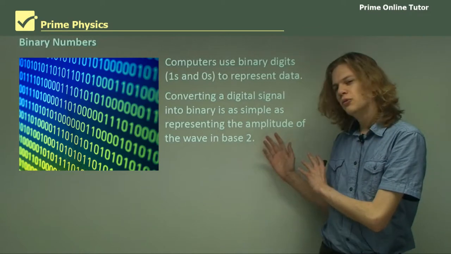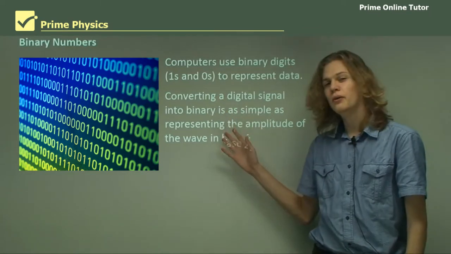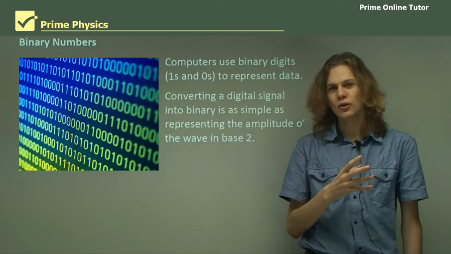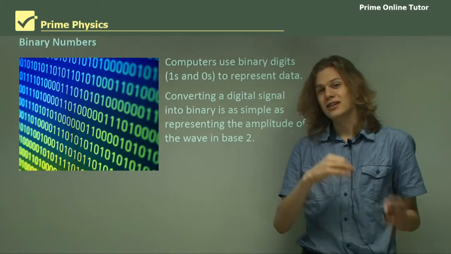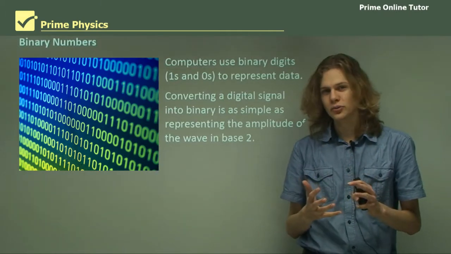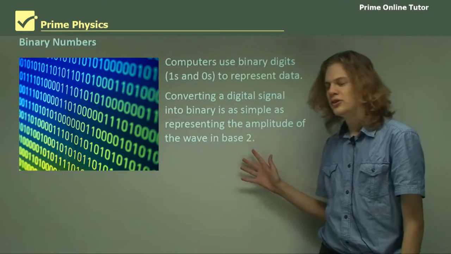So if we want to convert a digital signal into binary, that is just ones and zeros, then we simply take the number that the sample represents and we represent it in base 2.